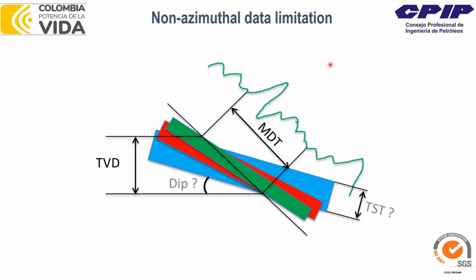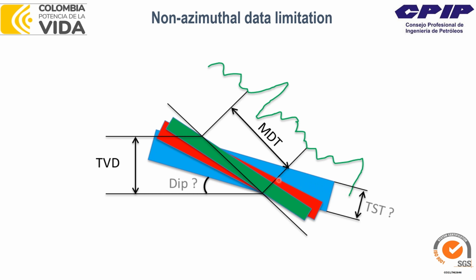And this is the mathematical explanation of what we just saw in the picture. So these are our layers. Let's talk about this blue layer for the beginning. The blue layer has three parameters. One is MDT, which is measured depth thickness. Next is TST, true stratigraphic thickness, and third is the dip. And out of these three unknowns, we know only one, which is MDT, which you can see from the log. And the dip and the true stratigraphic thickness, we actually don't know, right?